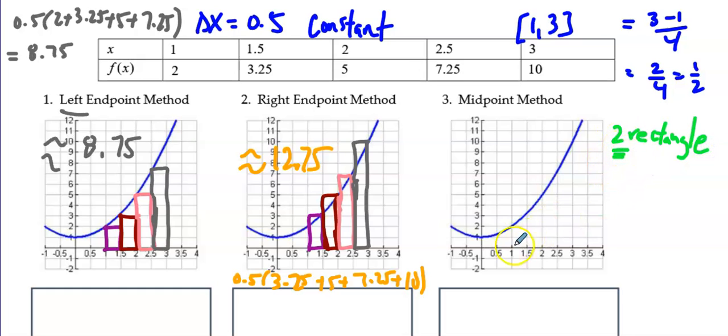So we're going to do 2 rectangles. I want one from 1 to 2, and I want one from 2 to 3. And so what's the point of that? How does that help us? Well, that helps us because between 1 and 2 is 1.5. So I'll come up here to 1.5, and then I go ahead and create myself a rectangle.